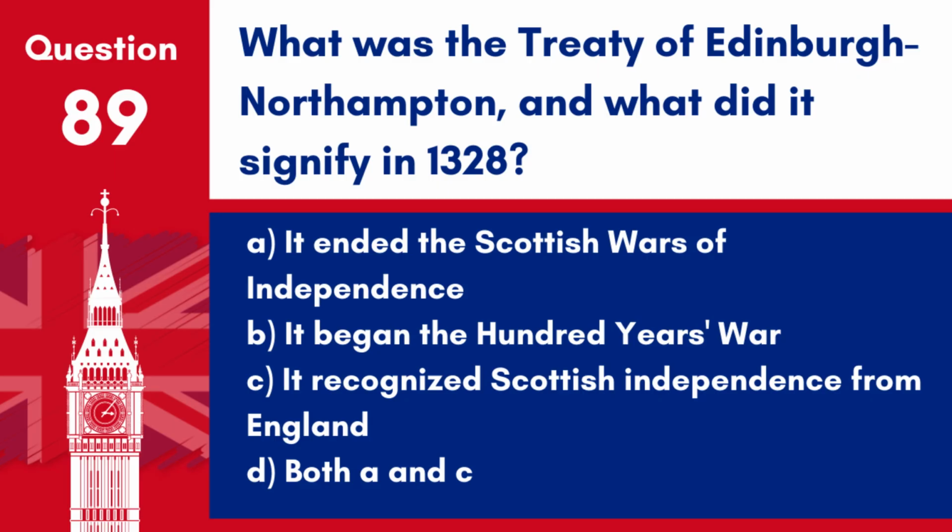Question 89. What was the Treaty of Edinburgh-Northampton, and what did it signify in 1328? A. It ended the Scottish Wars of Independence. B. It began the 100 Years' War. C. It recognised Scottish independence from England. D. Both A and C.